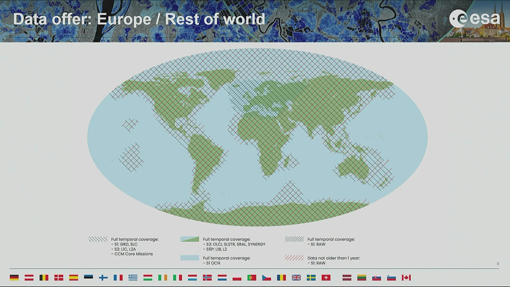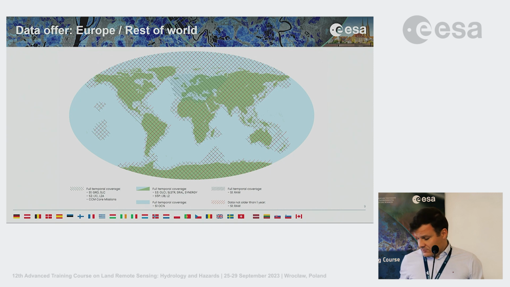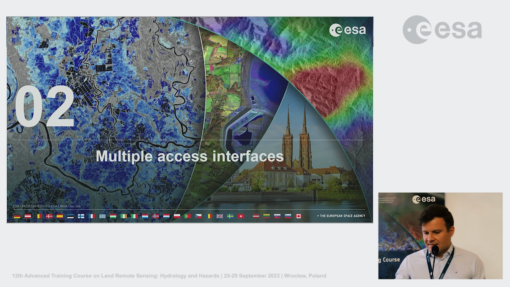So, saying about Europe and the rest of the world, the idea was that for Europe you will have all these products, the full archive, but basically you can assume that only level 0 for Sentinel-1 is the only one which is not immediately available. But it's also not very often used in the community, mostly to produce the level 1 product. So the immediate accessibility of the whole archive is one revolution, I would say.